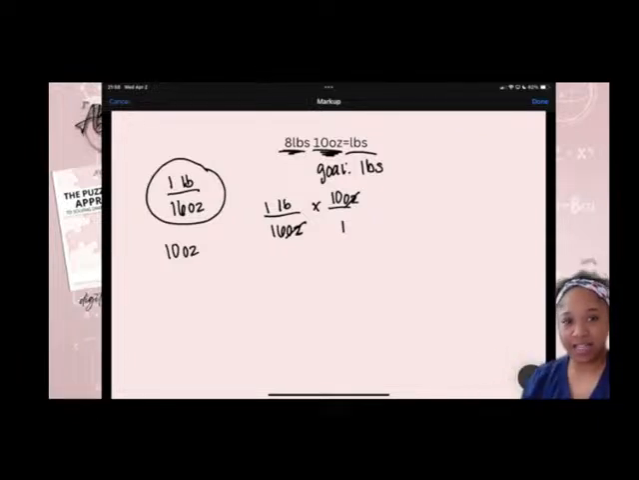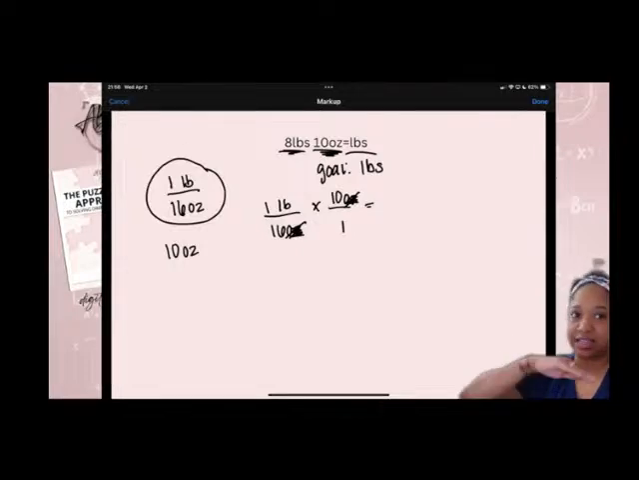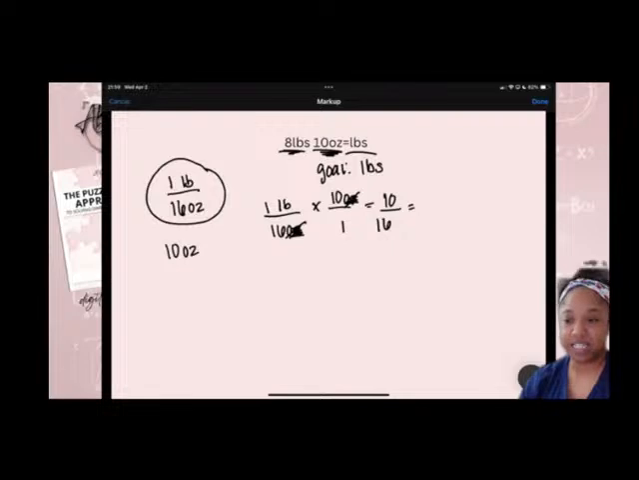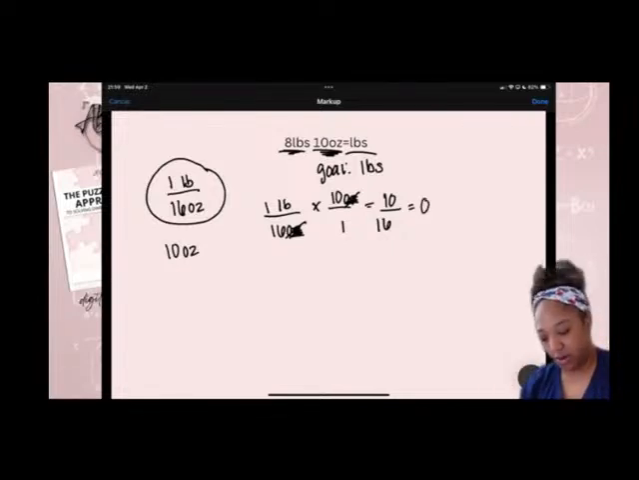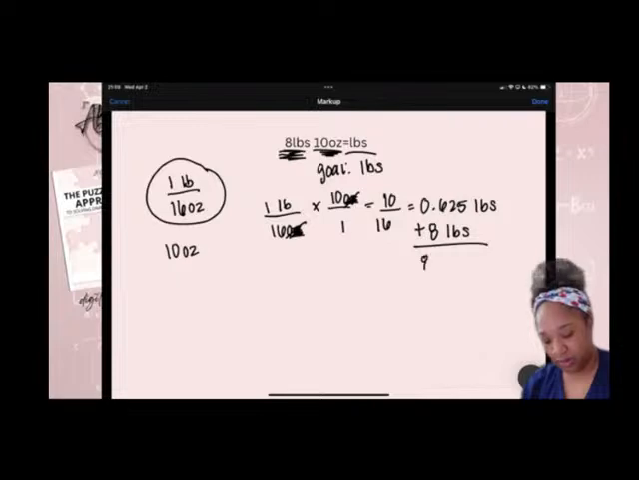So anything that's by itself, you're going to put it over 1. That 1 is going to be a placeholder to show you, once we count and we get ready to multiply, that number is going to be on that top line, okay? So we'll do 1 times 10 is 10, and then 16 times 1 is 16, and now we can do 10 divided by 16. So that is going to be 0.625 pounds. So we'll add our already converted pounds or given pounds, which is 8, right? And then this is going to be our answer.